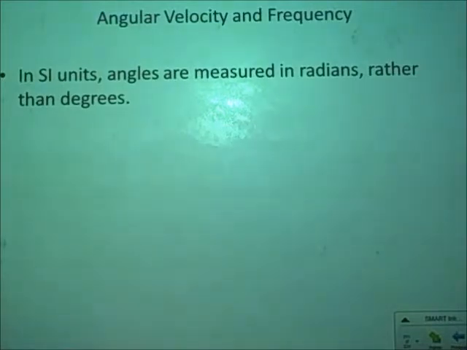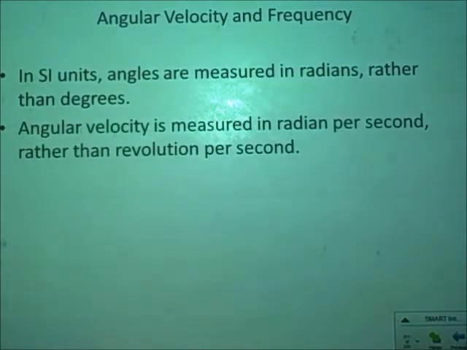Very, very similarly then, in SI units also, angular velocity, angular what? Velocity, excellent. Angular velocity is measured in radians per second as opposed to revolutions per second. Therefore, we'll put a note that's appropriate. Angular velocity is measured in radians per second rather than revolutions per second.